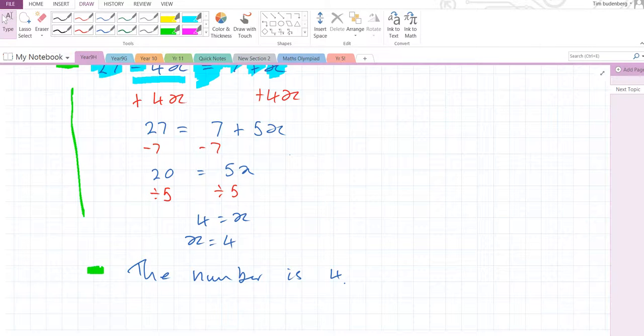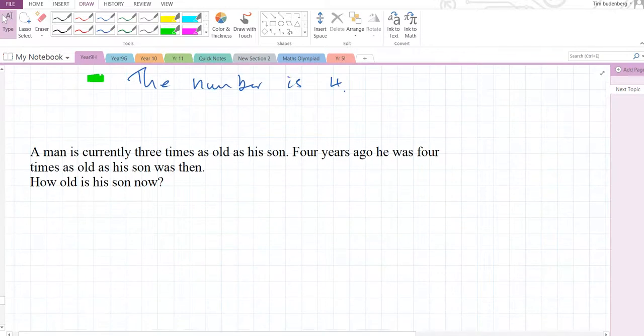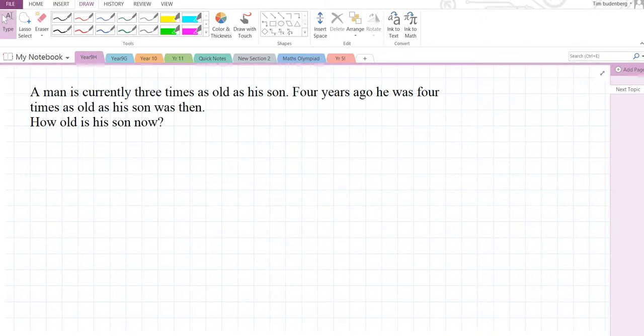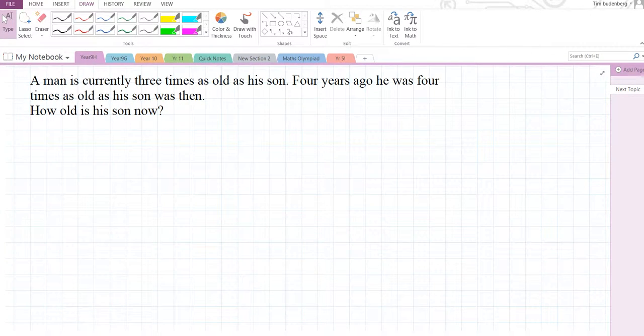Alright, now moving on to a slightly different type of question. A man is currently 3 times as old as his son. 4 years ago, he was 4 times as old as his son was then. How old is his son now?